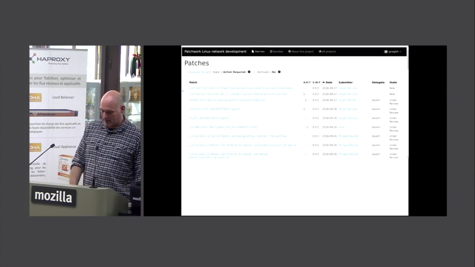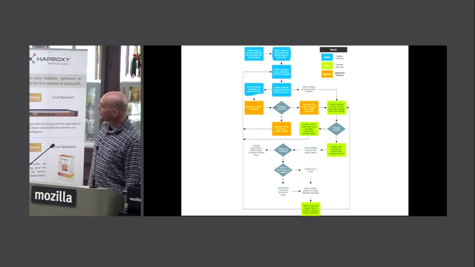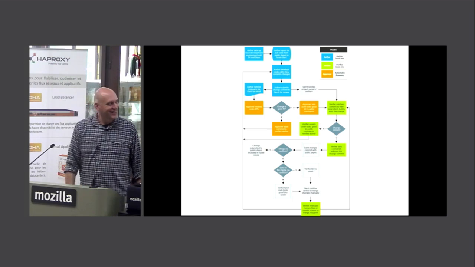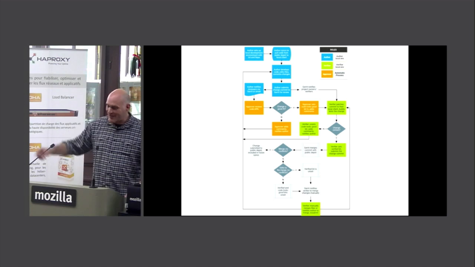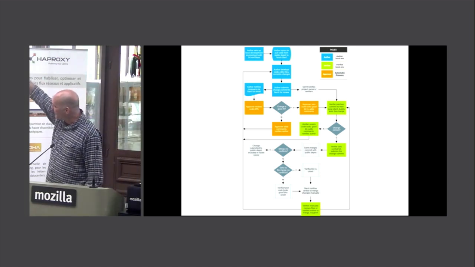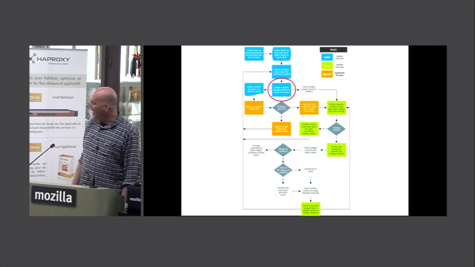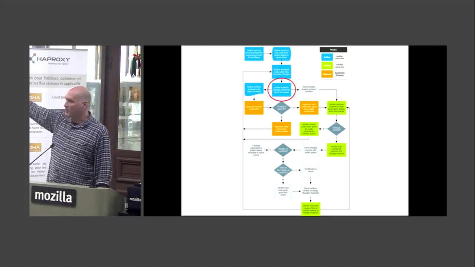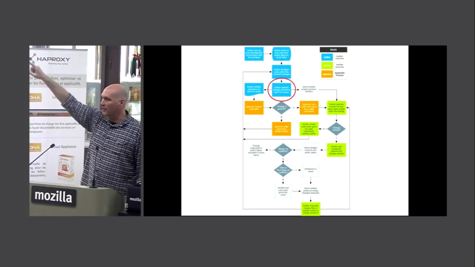Let's talk about Android. This is the development model for Android from Google's site. This is how to get a patch accepted into Android. You can't really read the boxes. There's all fun things on how to make a patch, where to send it, how it gets integrated. That one circle is all that uses Gerrit. That's it. Everything else is something else.